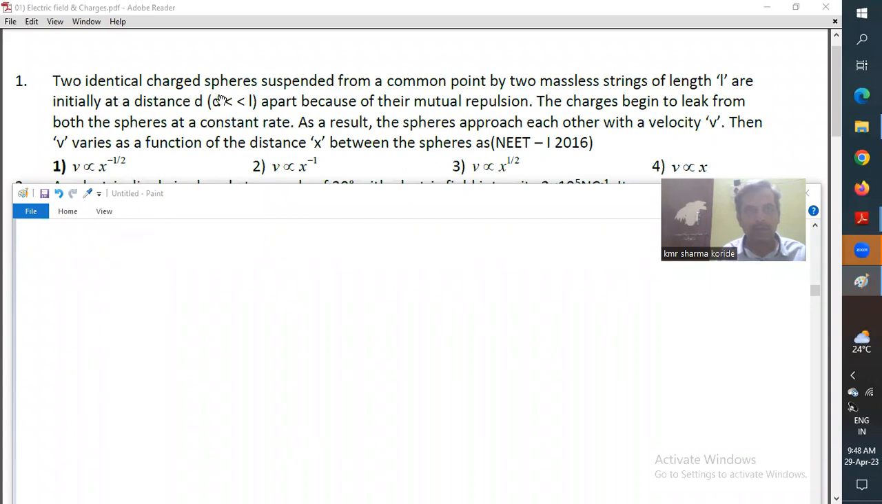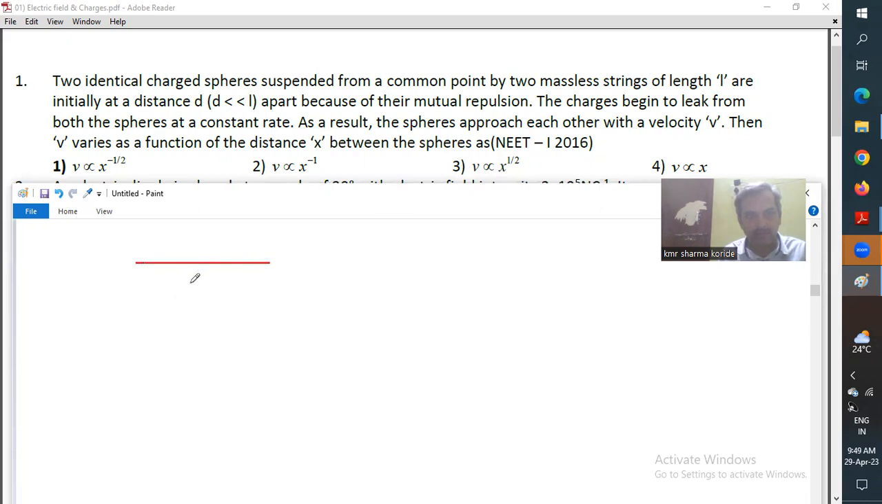First question is, two identical charged spheres suspended from a common point by two massless strings of length L are initially at a distance d. Instead of d, you consider x apart because of their mutual repulsion. The charges begin to leak from both the spheres at a constant rate. As a result, the spheres approach each other with a velocity v. Then v varies as a function of the distance x between the spheres as. So you understand the question with the help of a diagram.